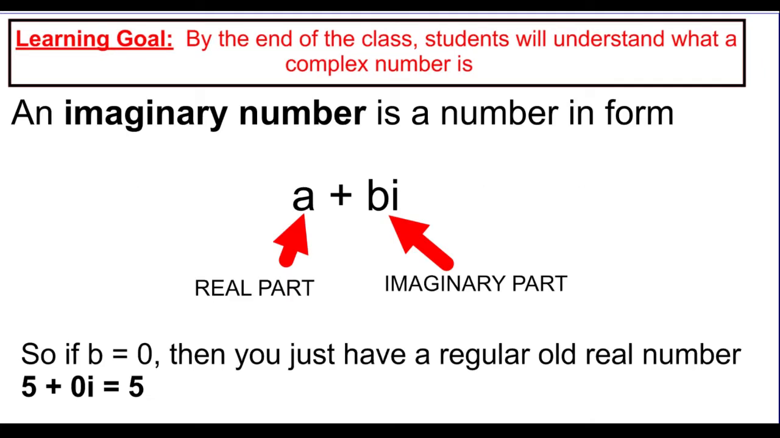Alright, so let's talk about an imaginary number. So here's what an imaginary number is. It's going to be made up of two parts. The imaginary part can have an i attached to it, and we're going to have a real number part. So let me give you an example of something that this would look like.